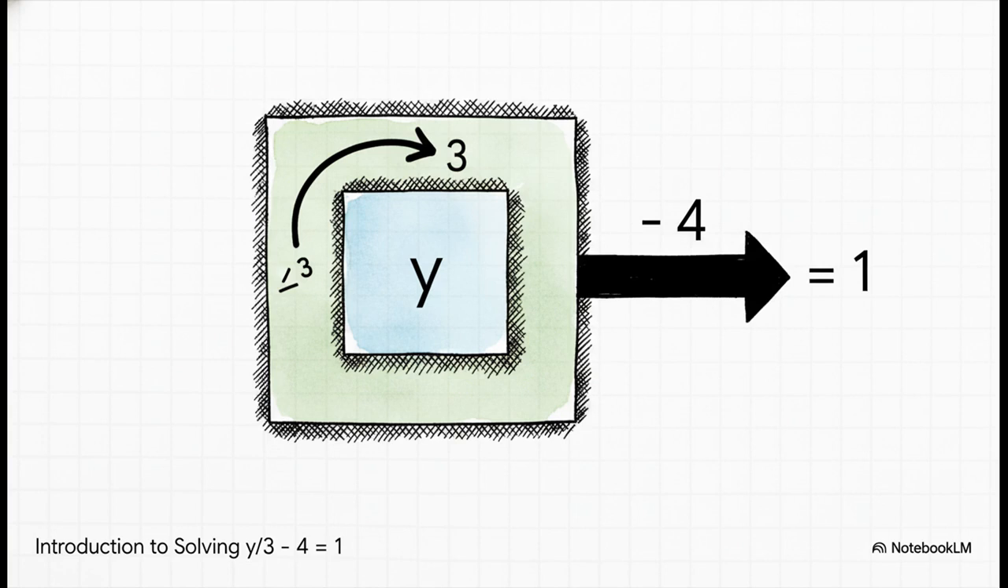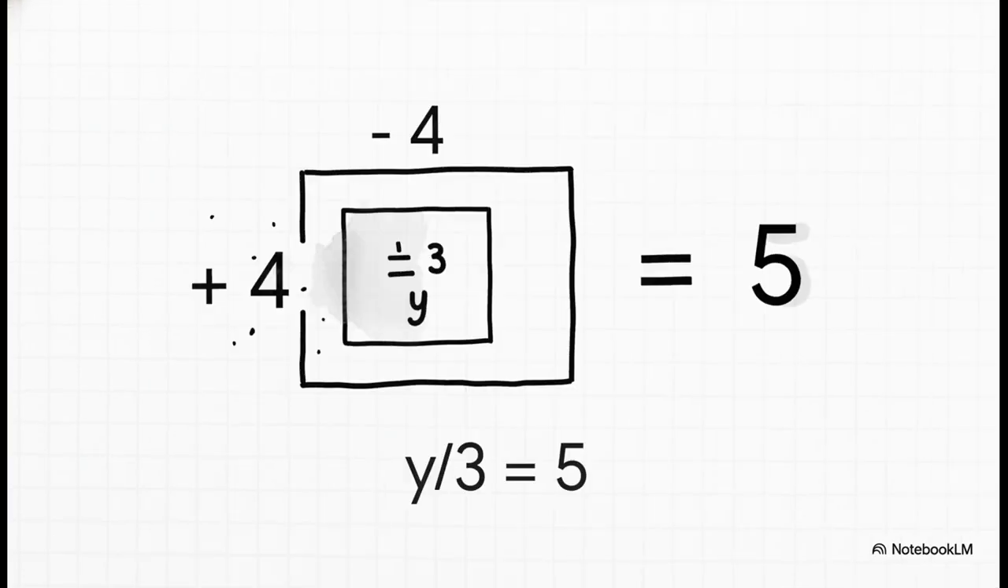This one might look a little different. We've got y divided by 3 minus 4 equals 1. But don't let it fool you. The process, the steps, they're exactly the same. We just trust our system. SADMAP. So first things first, what's our outer box?